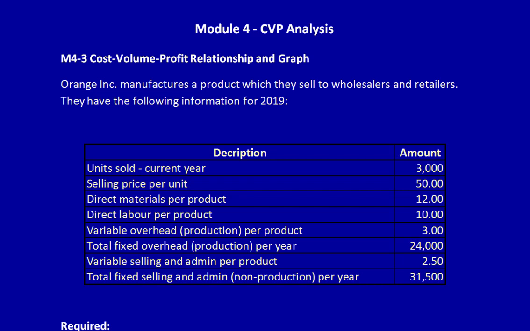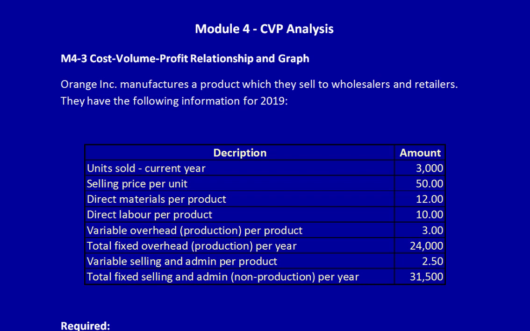We're back with Module 4 CVP Analysis, M4-3 Cost Volume Profit Relationship and Graph. Let's start by reading the question. Orange Inc. manufactures a product which they sell to wholesalers and retailers. They have the following information for 2019.